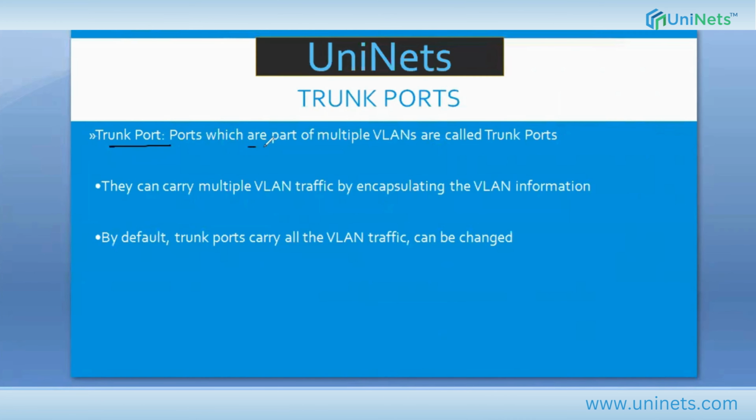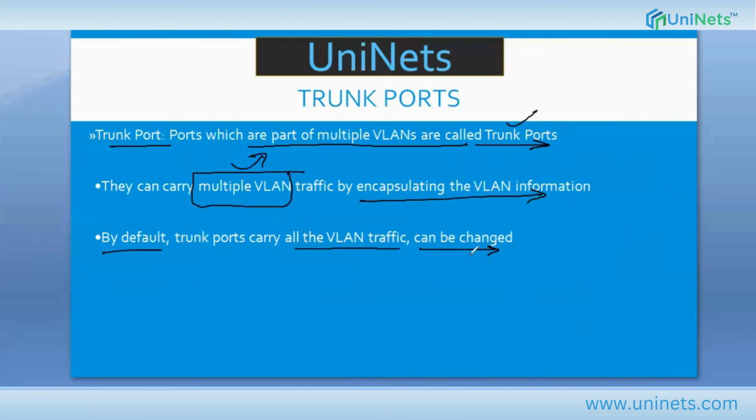Okay, so ports which are part of multiple VLANs are called trunk ports, and they can carry multiple VLAN traffic by encapsulating the VLAN information. If it is an access port, it does not have that capability, right? But if it is a trunk port, it is part of multiple VLANs, so obviously it has to encapsulate the information, and that is why it is called a trunk port. And by default, trunk ports carry all the VLAN traffic, and this can be changed, so you can control it. By default, when you make a port a trunk port, it will be part of all VLANs, right? But you can control what VLAN traffic can be allowed and what VLAN traffic cannot be allowed on the trunk port.